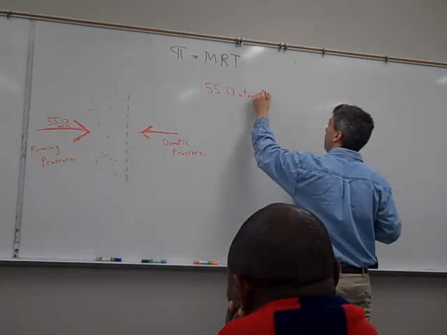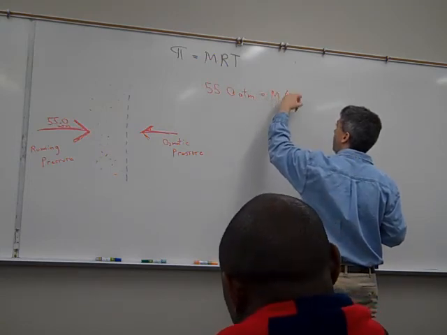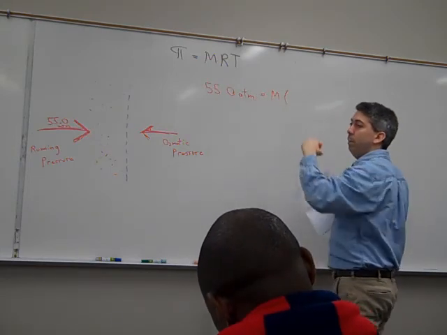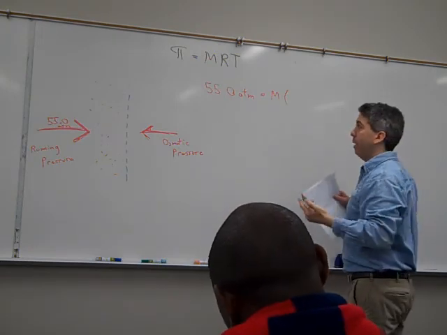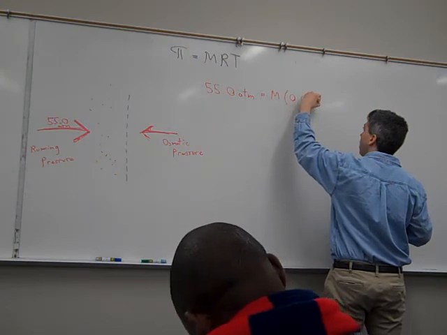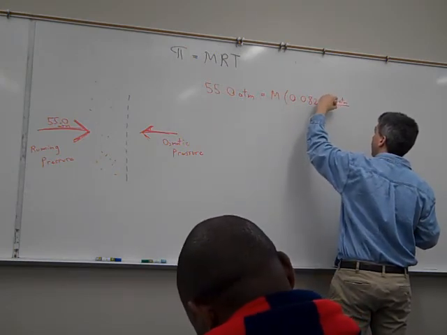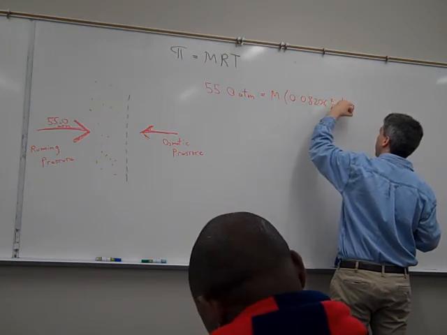So then that's equal to the molarity times RT, and R in this case is the ideal gas constant, because molarity is moles per liter, right? And the running pressure is in ATM, so I'm going to use 0.08206 liter ATM per Kelvin mole. Okay?